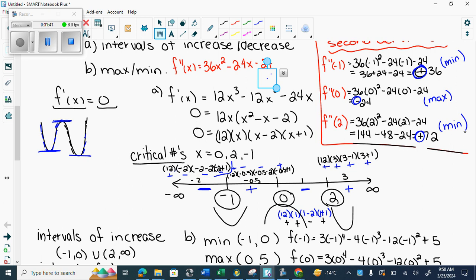But if I need increasing and decreasing, can I just skip to the second derivative test? No, I have to do the original.